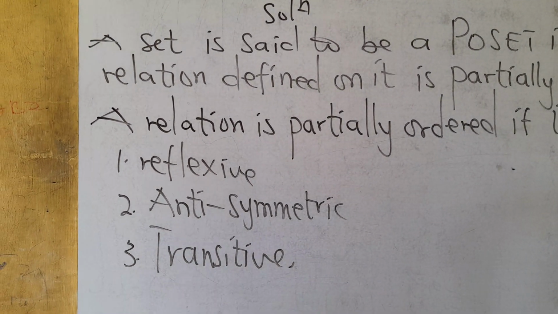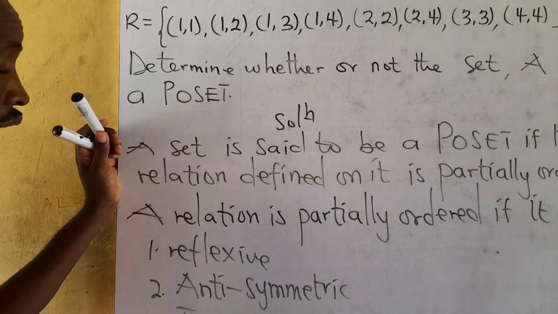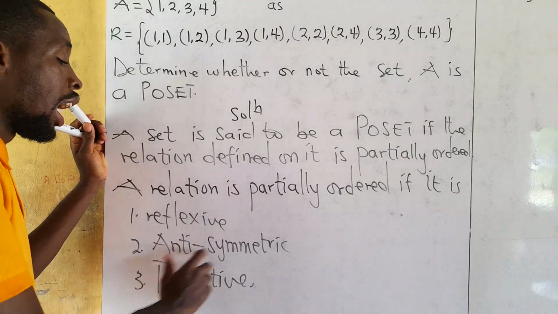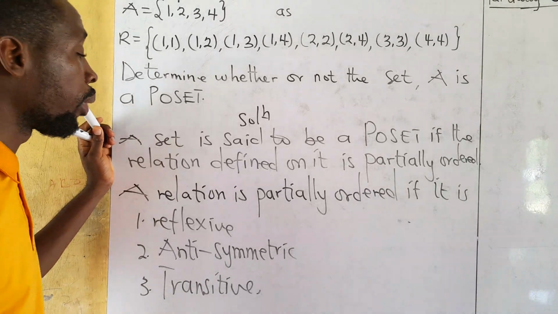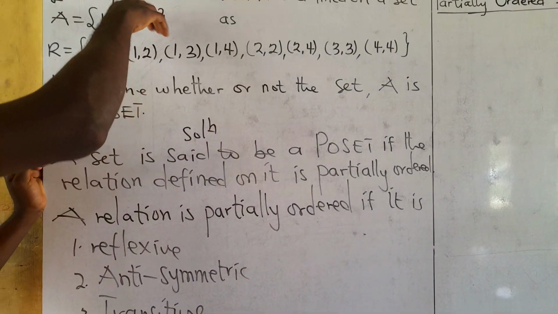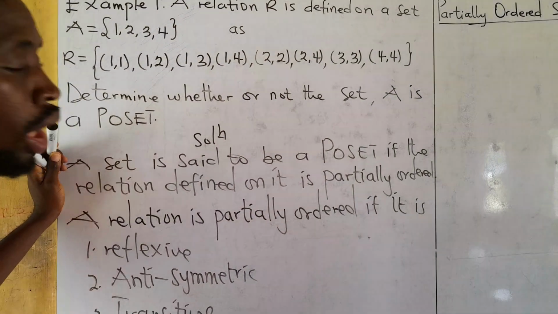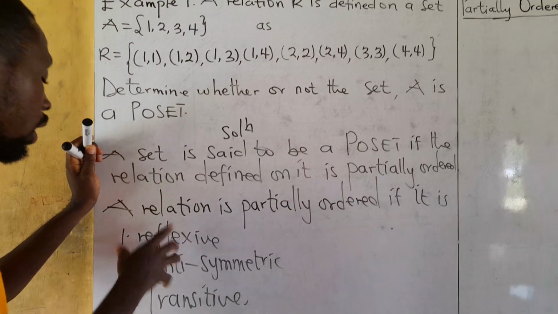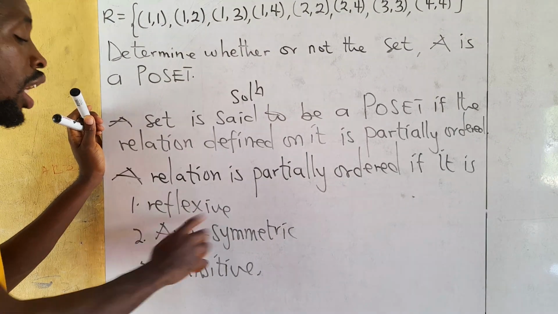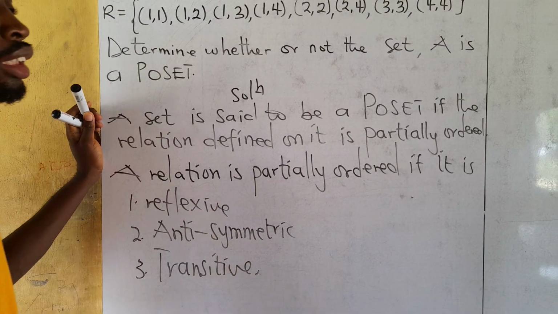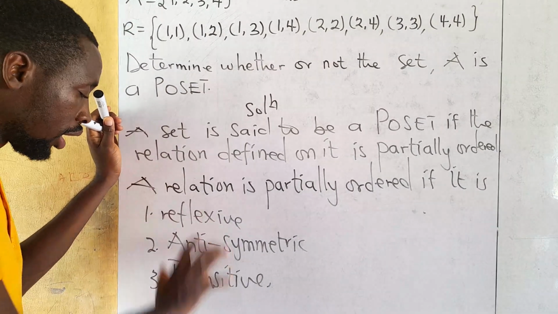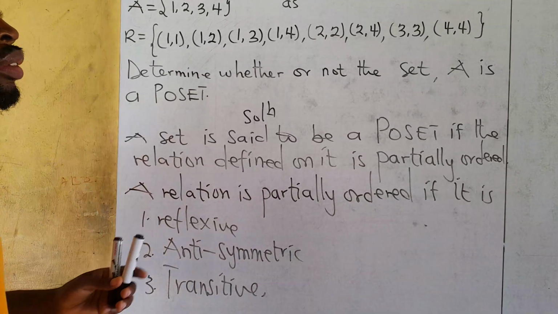So what are we going to do? We'll take this relation and find out whether the relation satisfies all these three properties: reflexive property, antisymmetric property, and transitive property. If the relation satisfies all three, then the set on which the relation is defined can be referred to as a POSET. So please do well to check out my videos on YouTube on how to determine if a relation is reflexive, antisymmetric, and transitive. Now we test the relation and see if it satisfies all these three properties.